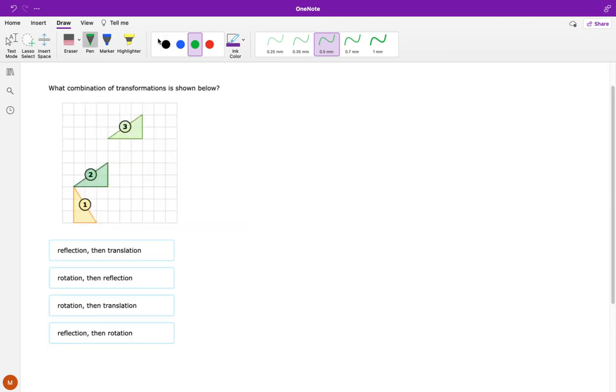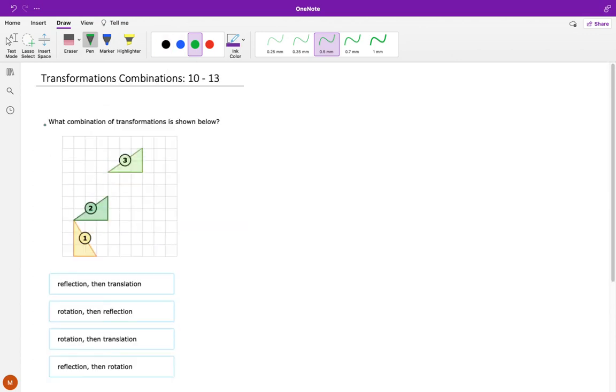All right, so this one says, what combination of transformations? Once again, this is questions 10 through 13, and this is going to be question 10, I believe. A reflection is a mirror image. So if this was reflected around here, it would be a mirror image. It would actually be closer to here, because it would have to be the same distance away from the reflection line on both sides. So this is not a reflection.